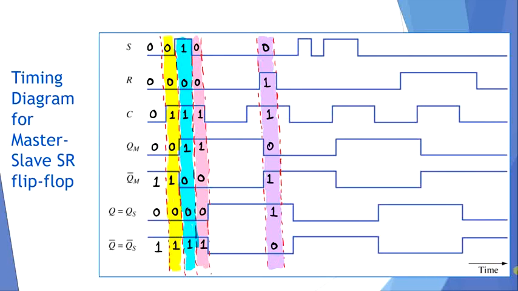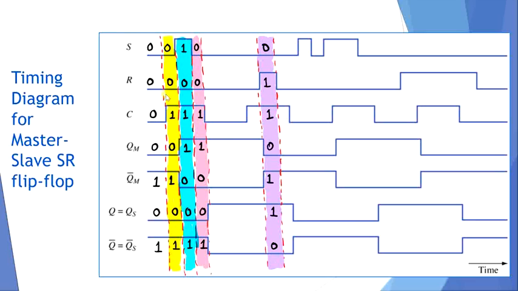Now let me explain the concept of the master-slave SR flip-flop using the timing diagram. Here, whatever behavior the master-slave flip-flop has is being reflected using the timing diagram.